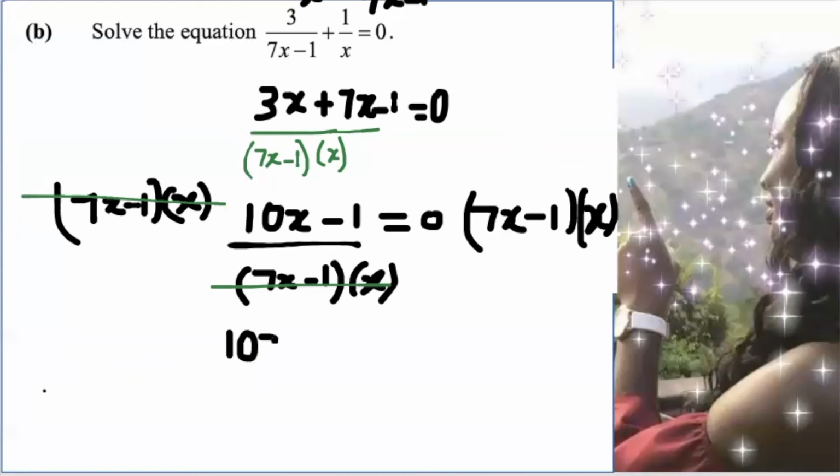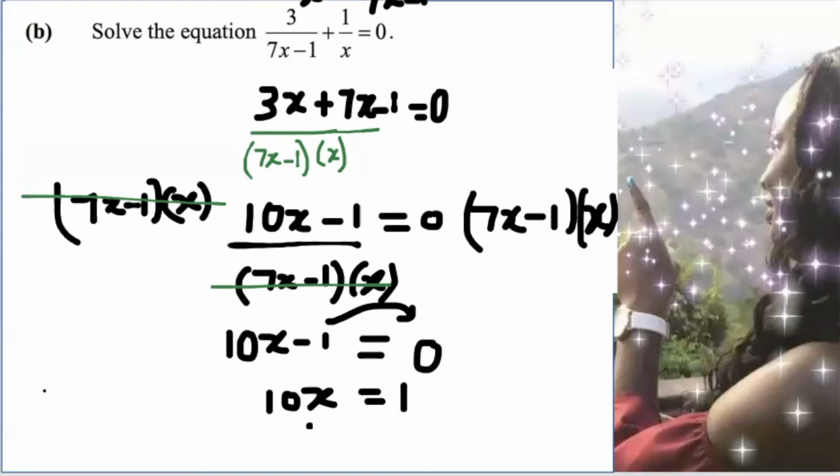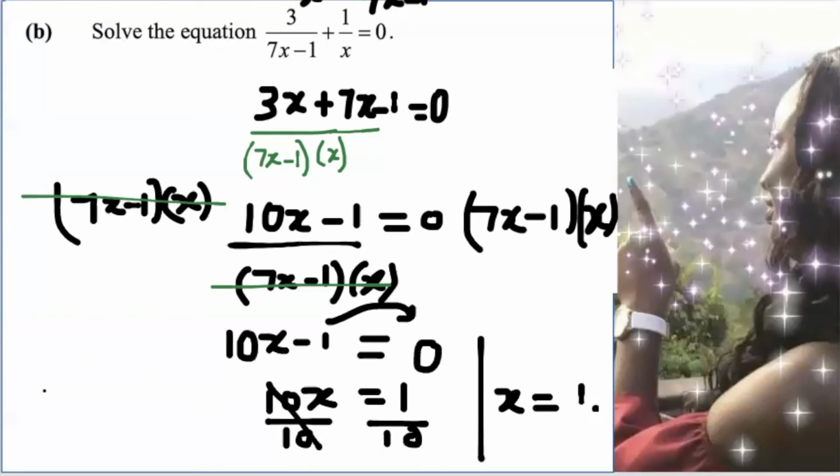And then on this side, multiplying anything by 0, that's just 0. So proceed to solve. Make x the subject, carry the -1 over the equal sign, it becomes +1. Then divide both sides by 10. The 10's cancel, so I have x is equal to 1 over 10. And that's the answer.